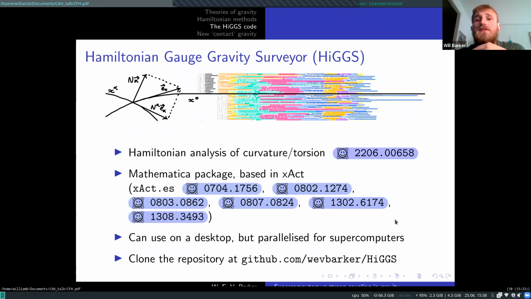So I want to introduce some new software which we can actually use to start to address these questions and then perhaps resolve strong coupling for torsion field theory. So this is the Hamiltonian Gauge Gravity Surveyor, or HiGGS. It's a package for Mathematica, the xAct tensor manipulation suite in particular. So you can use HiGGS to perform Hamiltonian analysis of theories with curvature and torsion, either in a targeted manner for a particular theory on your desktop computer, or if you want to survey a whole Lagrangian space, you can run it on a cluster or supercomputer as well. So I'll just give a quick example of how HiGGS works.